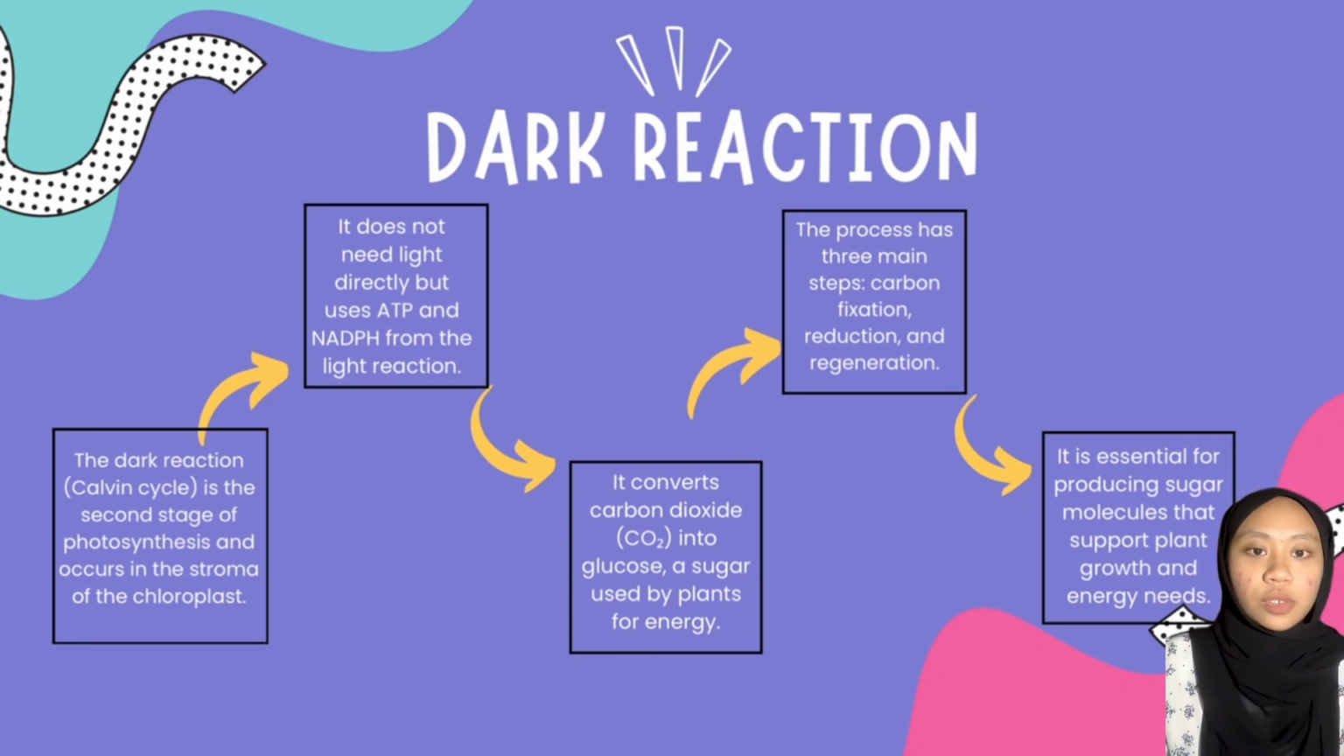This process uses carbon dioxide to produce glucose, a vital sugar that plants use for energy and growth. The Calvin cycle involves three main steps, which are carbon fixation, reduction, and regeneration of the carbon dioxide acceptor molecules. Overall, it is essential for synthesizing the sugars that fuel plants' metabolism.